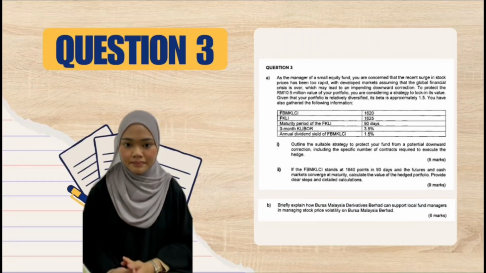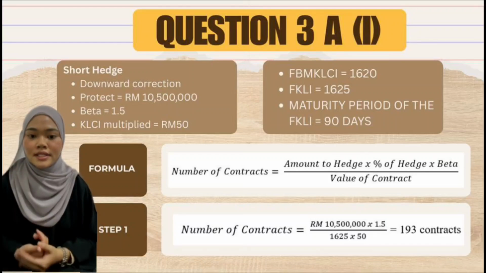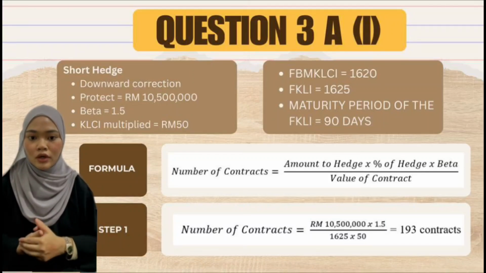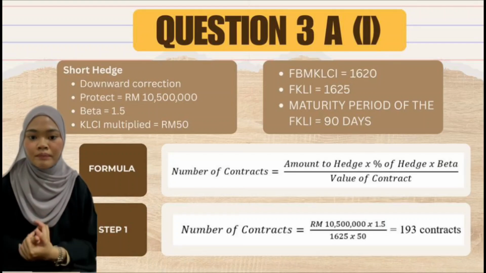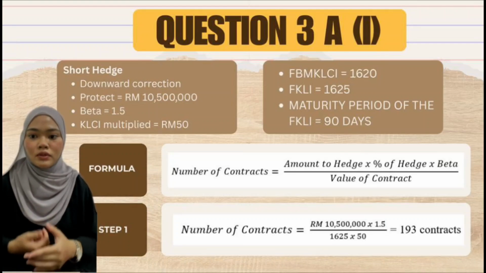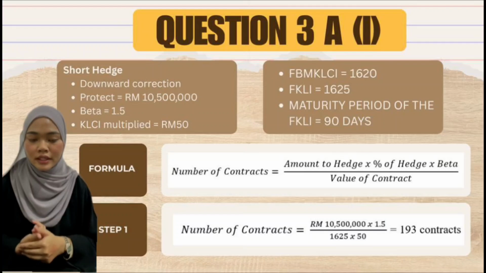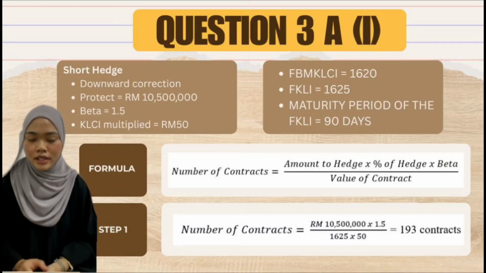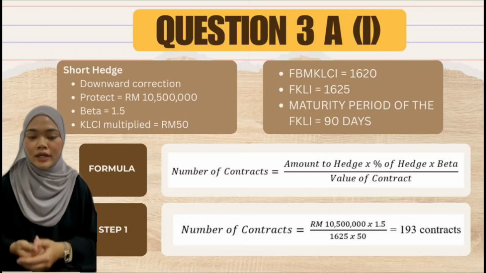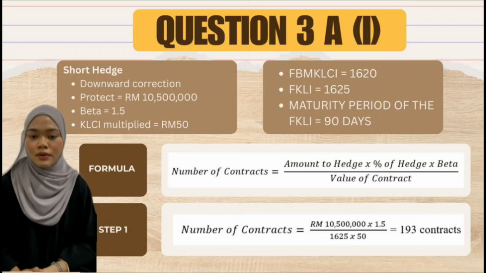or FKLI. So, for question number 1, step 1 is to calculate the number of futures contracts required using the hedge ratio formula. The formula is amount to hedge times percentage of hedge times beta divided by value of contract. In this question, the portfolio value is RM 10.5 million, the portfolio beta is 1.5, the futures price is 1625, and the contract multiplier is RM 50. After substituting these values into the formula, I obtain approximately 193 futures contracts.